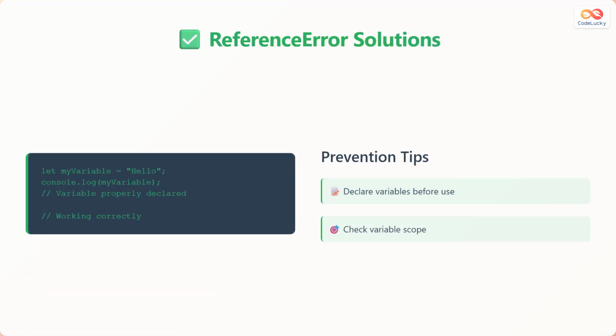To resolve a reference error, make sure to declare your variables before using them. Pay close attention to the scope of your variables, ensuring they are accessible from where you are trying to use them. Here's a sample of a solution. Declare a variable called myVariable and assign the message "hello" to it. Now, if you print the value of myVariable, it will work correctly because the variable has been properly declared.